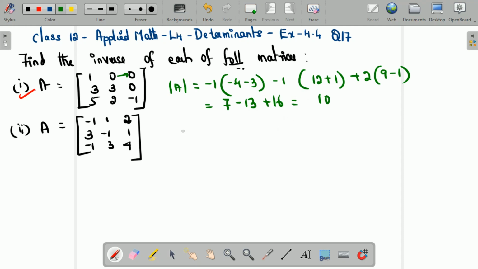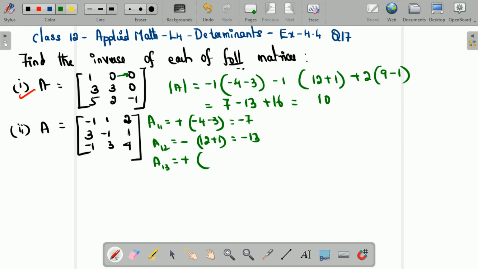Now let's compute the cofactors so that we can write the adjoint. A11 is going to be, eliminate this row and column. So you're going to get a plus into minus 4 and minus 3. So this is minus 7. Now A12 is minus of, eliminate this row and this column. So you're going to get 12 minus of minus 1 is plus 1. So it is finally minus 13. A13 is going to be plus into, eliminate this row and this column. So it is 9 minus 1, which is going to be equal to plus 8.